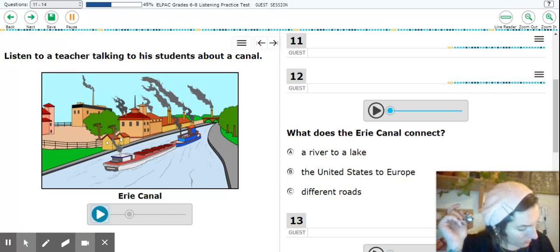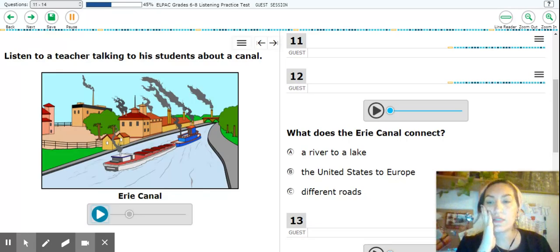So it is not a natural river, not a natural waterway. often make canals to connect a lake to an ocean or a river to a lake.